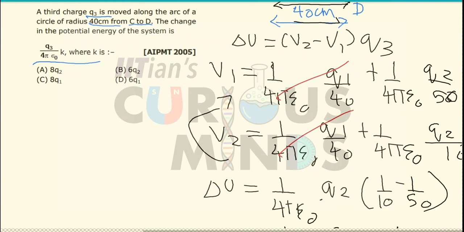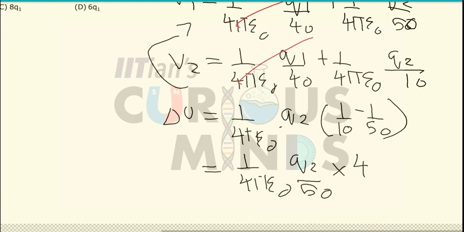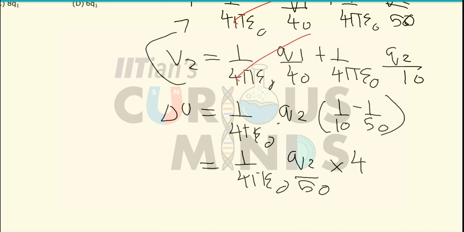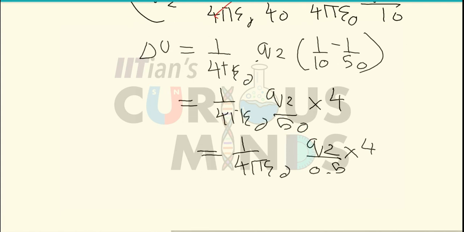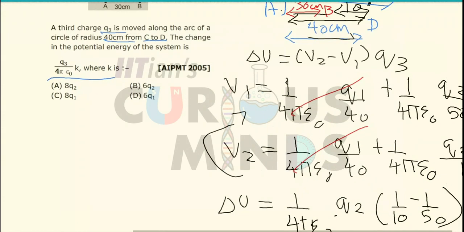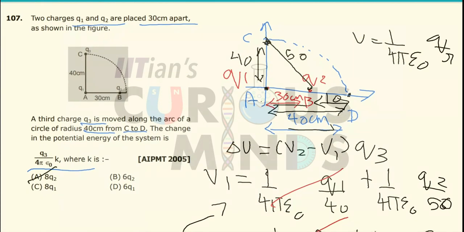Okay, fine. So basically we have to find out the value of K. In order to do that, we have to first convert centimeter into meter. 50 centimeter can be written as 0.5 meter, so 4 divided by 0.5 will be equal to 8. So this will be equal to 1 by 4 pi epsilon naught 8 Q2. Let us check the answer, which is equal to option number A. This will be the difference of the potential energy. So for question 107 the answer is A.